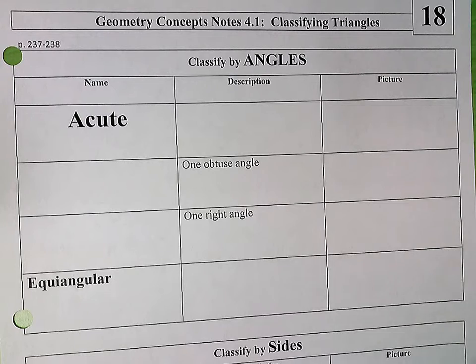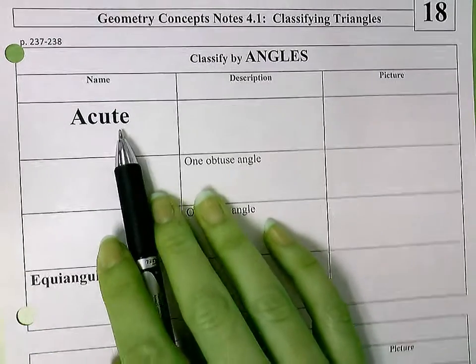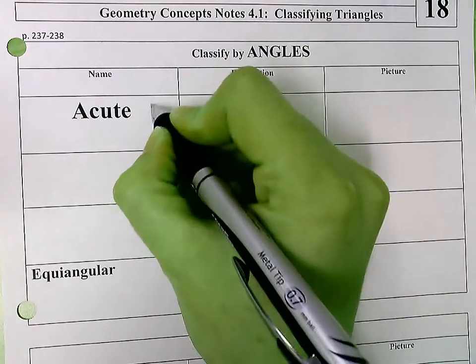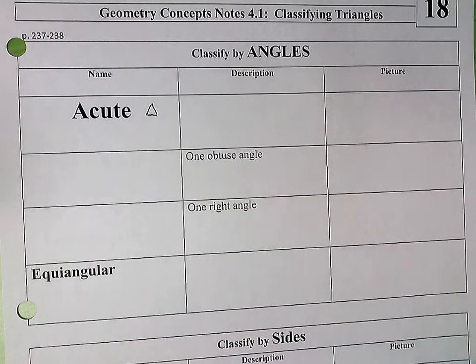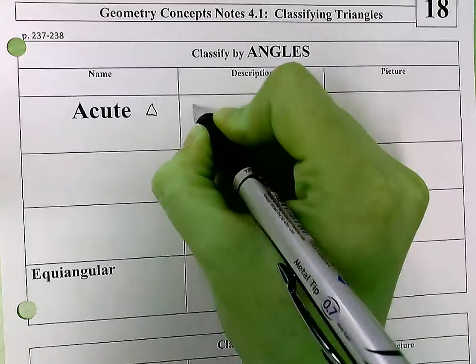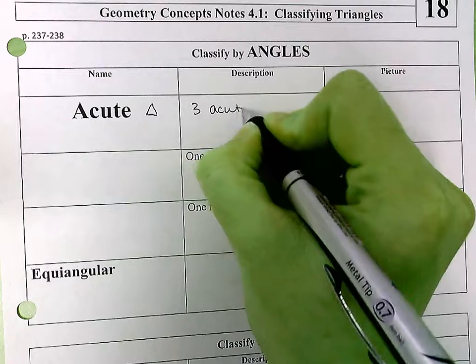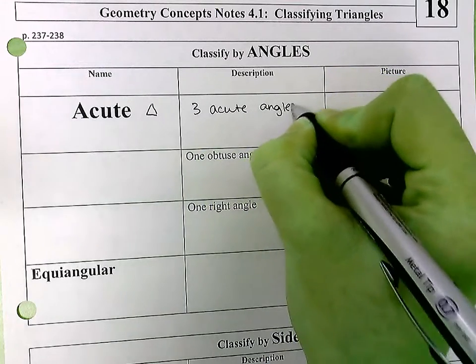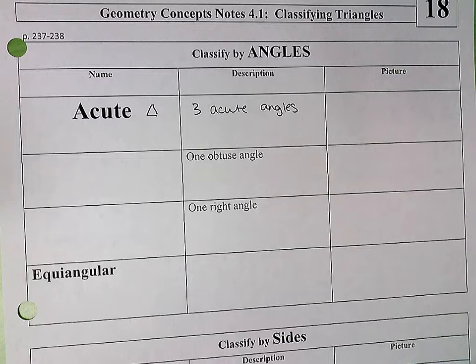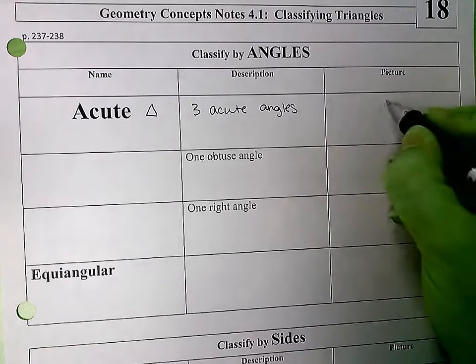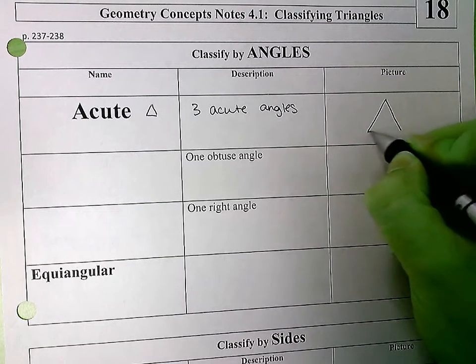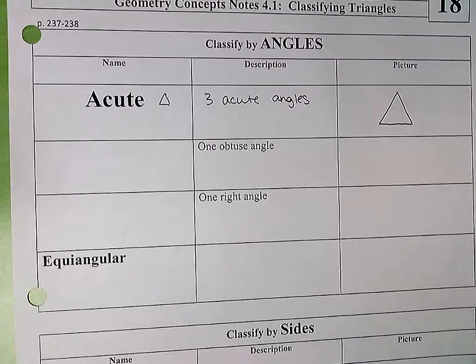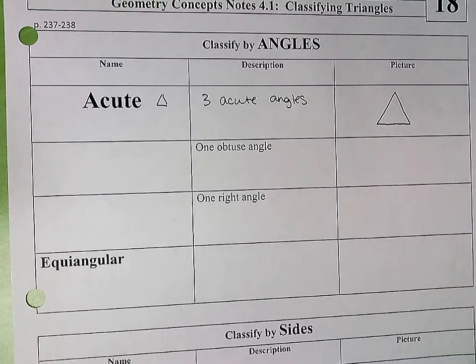If I am given an acute triangle, that description means it will have 3 acute angles. All 3 of the angles within that triangle will be acute, meaning all three angles will be less than 90 degrees. All 3 less than 90 degrees.